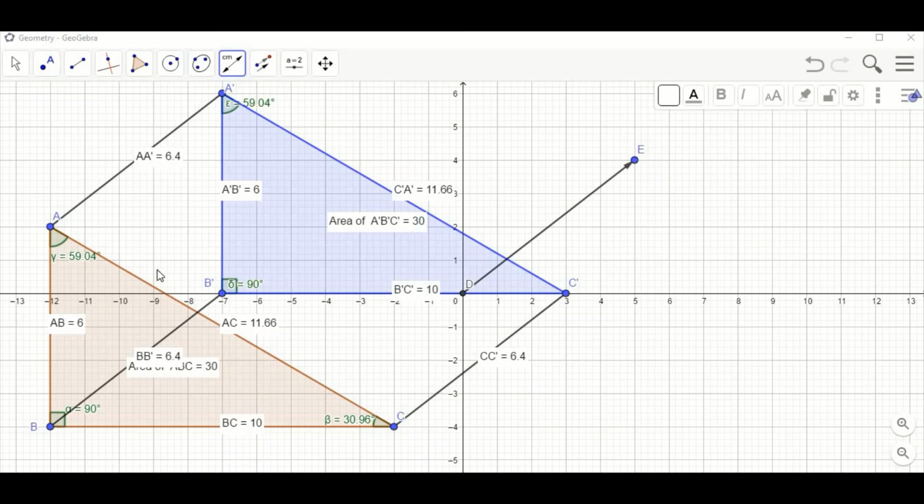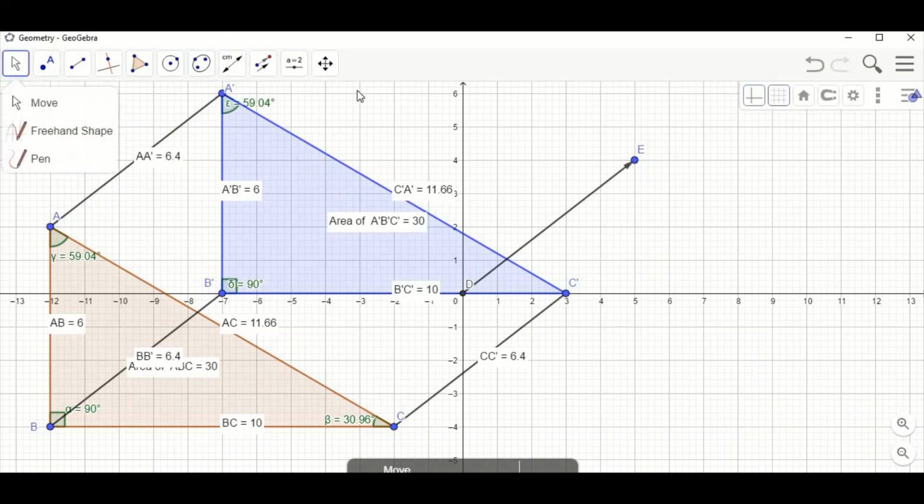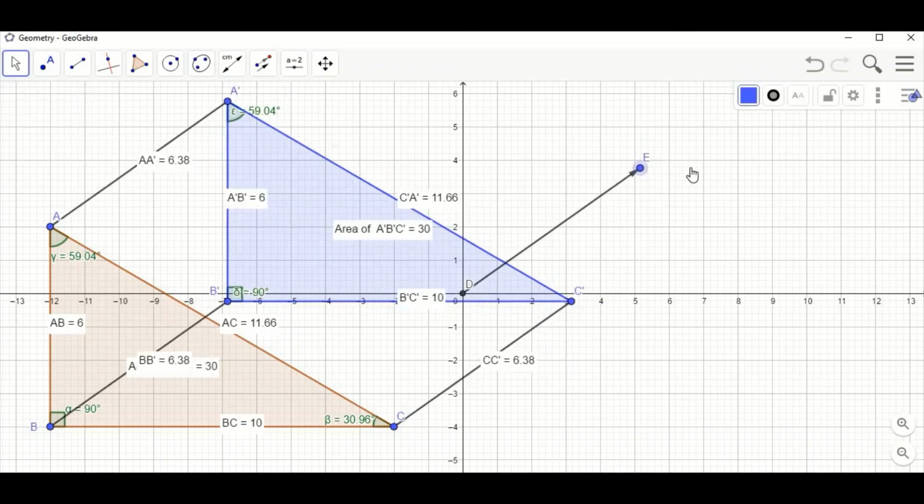Okay, what I'm going to do now, I am going to make this point here at E movable, so that I can change the vector, and see if I change the vector, if this property will hold true, right? So I'm just going to select the point here, and I'm going to go to here, and I'm going to select move. All right. So which means that this point is supposed to be able to move along, right? So I can move it.